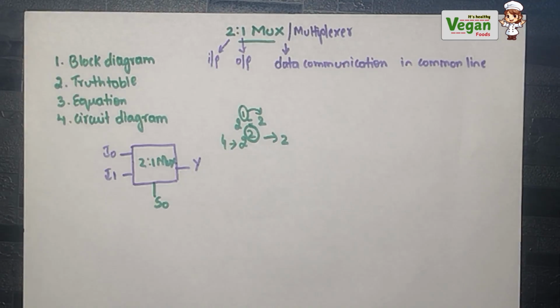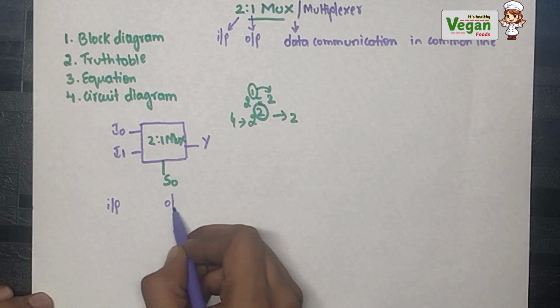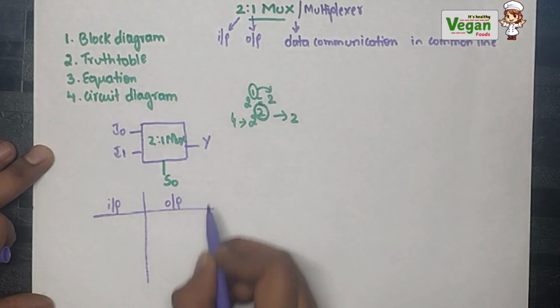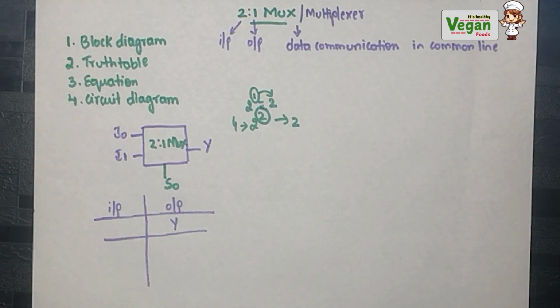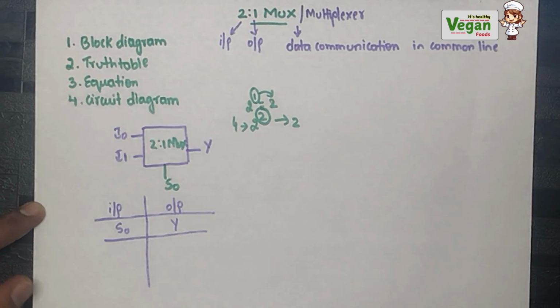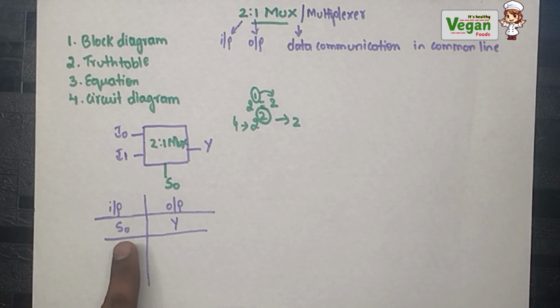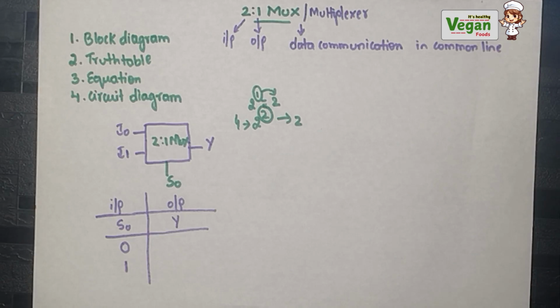Now using this block diagram we will draw the truth table. In the truth table we represent the inputs and outputs. On the output side I will represent Y, but on the input side we cannot represent I0 or I1, because the selective line S0 will select the inputs. So I will take the input as S0. Since I have only one input, its combinations are 0 and 1.